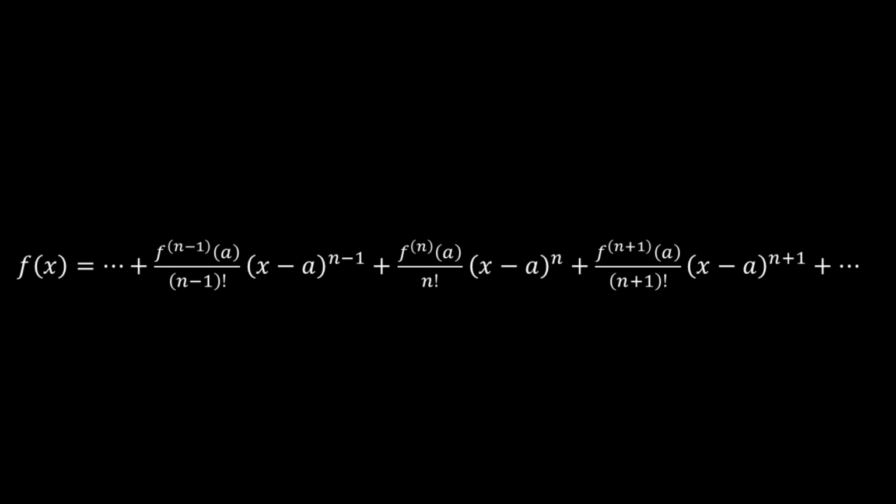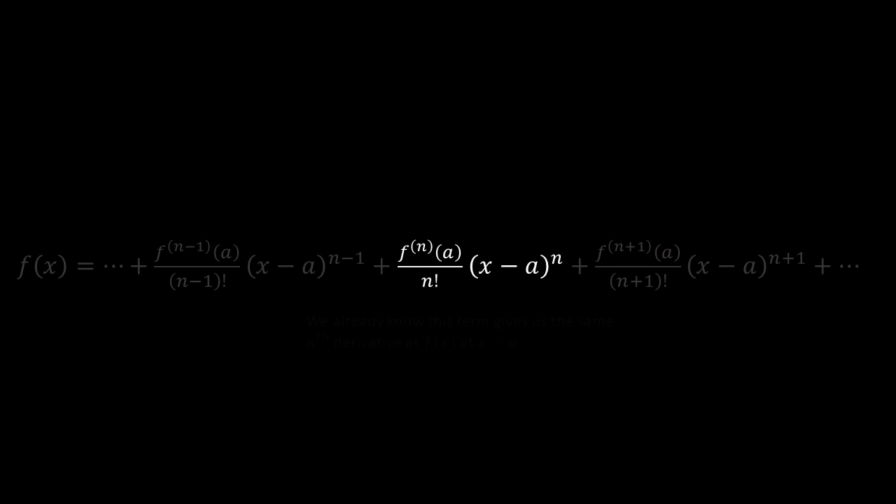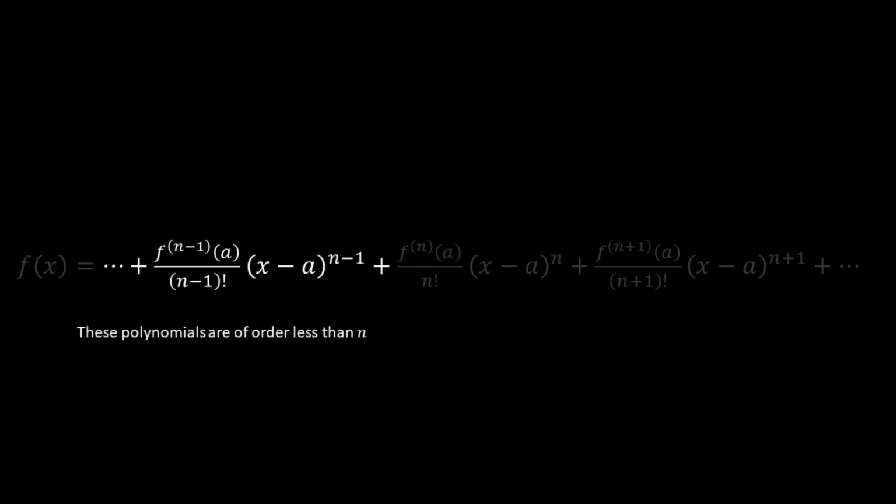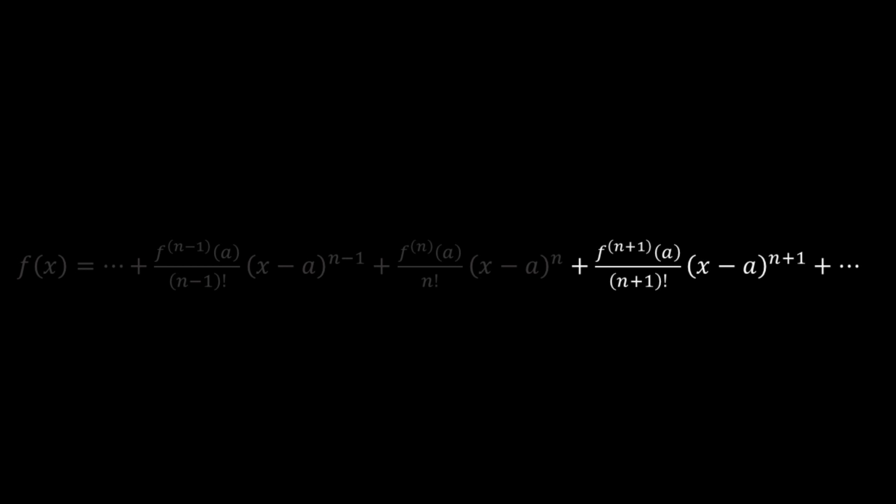We know that when we differentiate this sum n times, this term will give us the nth derivative of the function at a. But what about the other terms? Well, all these terms to the left of the nth term are of order less than n, so if we differentiate them n times, they vanish. To convince yourself of this, consider taking the third derivative of a quadratic, or the fourth derivative of a cubic, and so on. What about the terms to the right?